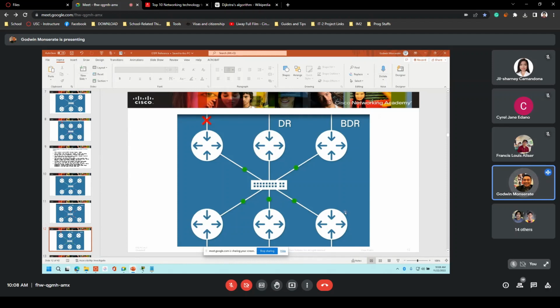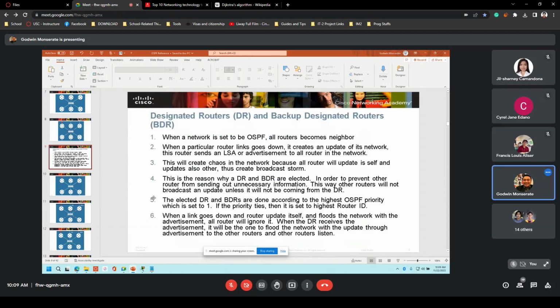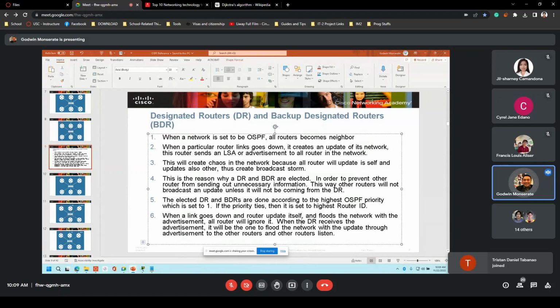So nobody updates now on their end. Only the DR will be the one allowed to update. Okay? You get the point? So when a link is down, the router updates itself and floods the network with an advertisement. All routers will ignore it. When the DR receives the advertisement, it will be the one to flood the network with the update through the advertisement, and the other routers just listen. So only the DR is trusted by all the routers.